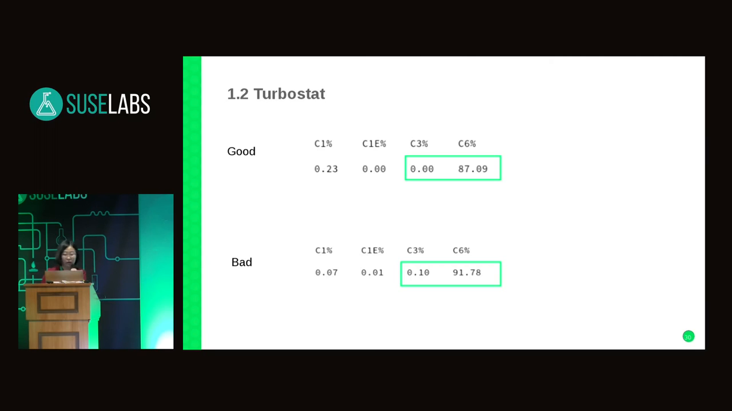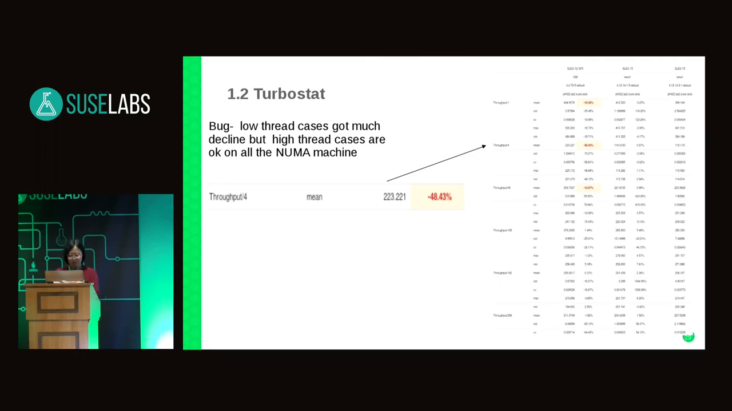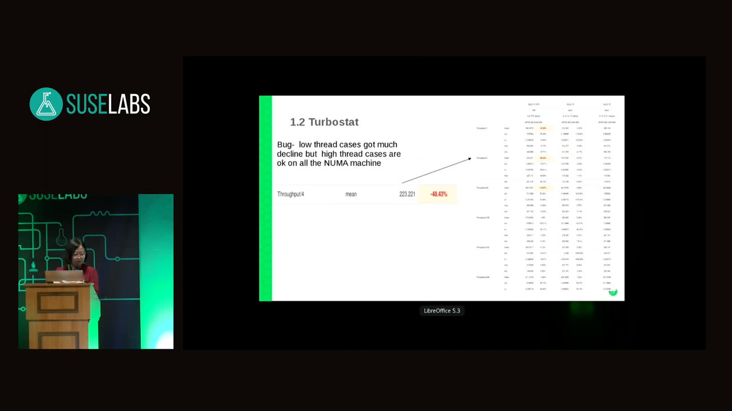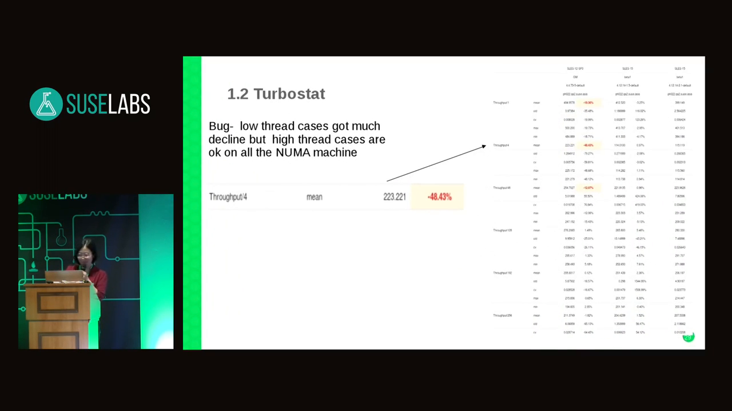When the CPU is idle, in order to save energy, the CPU can be commanded to enter a low power mode. Each CPU has several power modes, called C states or C modes. Here we can see them with turbostat.